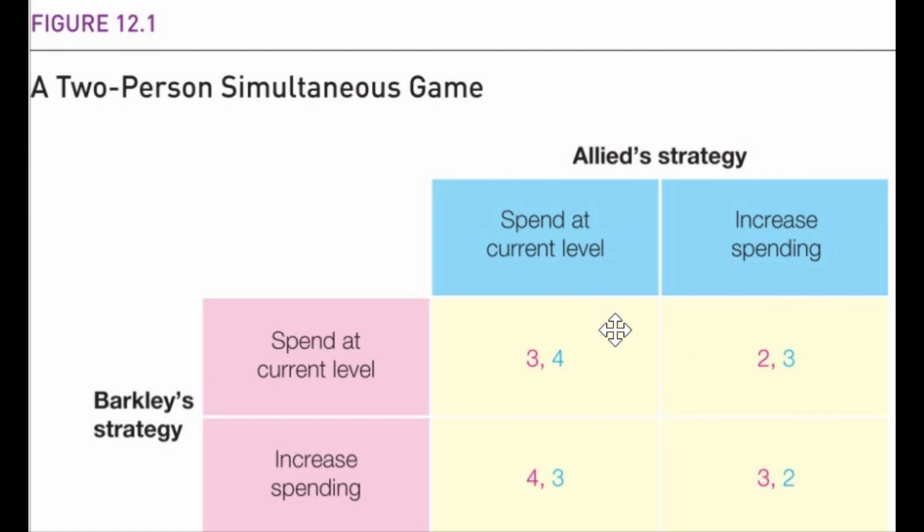Element-wise. So you can conclude that for Allied, spend at current level is a dominant strategy, as it generates the greatest payoff, 3 compared to all the other available strategies, in this case only 3 and 2, no matter what the opponent Barkley does. So that's the dominant strategy concept. We can go over another example.